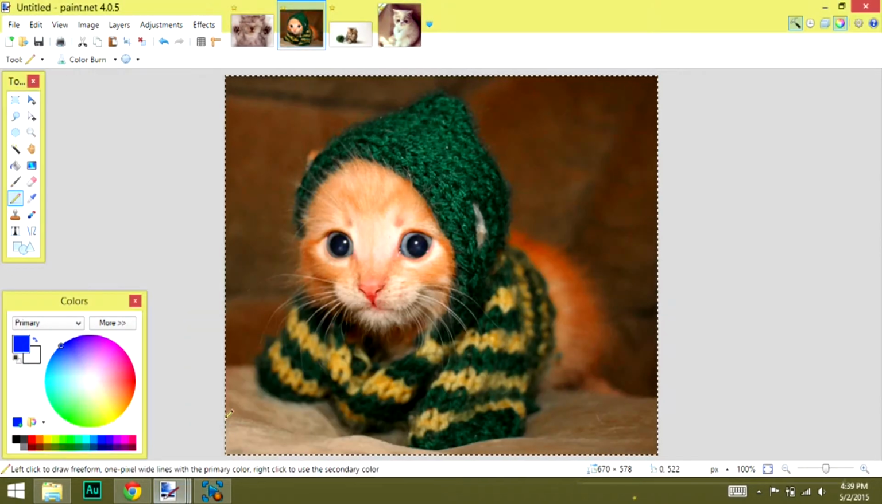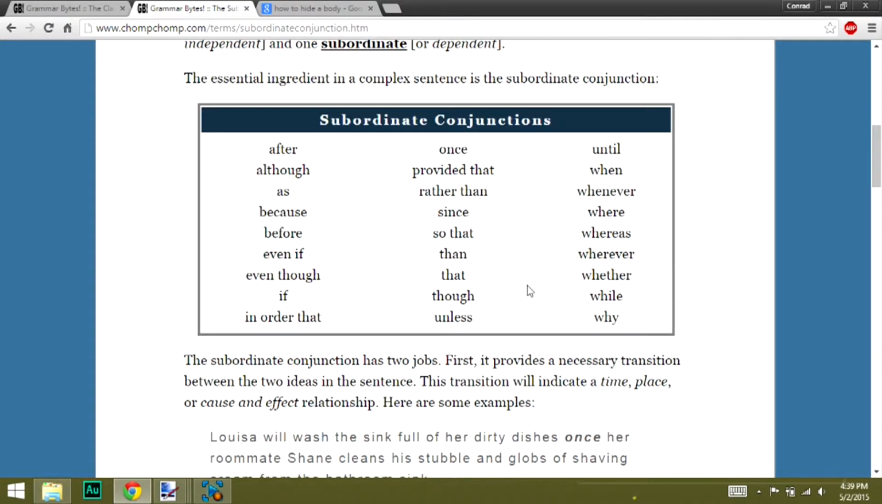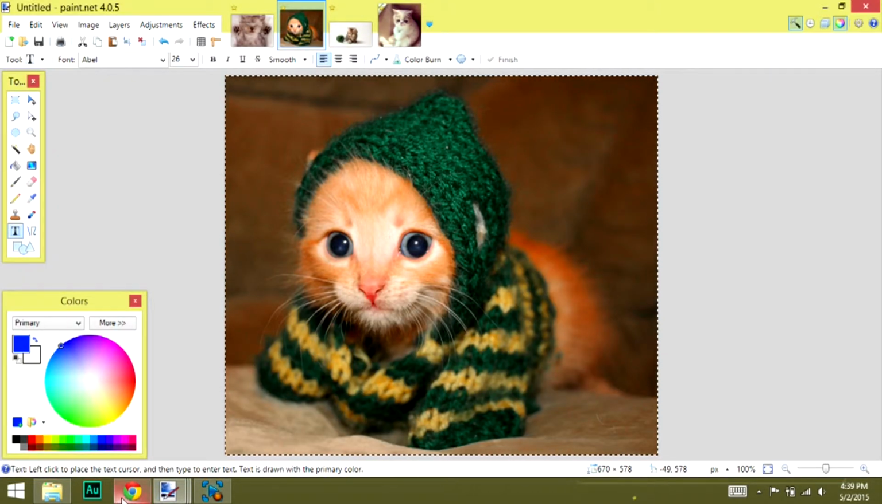So going on to subordinate clause. Now, what's different about a subordinate clause is that it uses a subordinate conjunction in the clause. A few examples of subordinate conjunctions are after, although, as, once, provided that, whenever, just those words on the website right there. And the word we're going to use is because, so we'll just write our subordinate clause. Because it has no name, the kitten did not know who gave him the sweater.